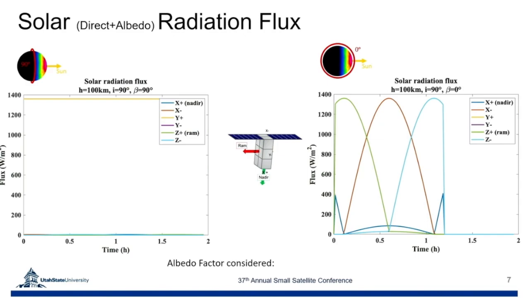So we can see that when we are at the 90 degrees beta angle, one face on the left chart, the Y plus face, is facing the sun constantly through the orbit, and the other faces are pretty much in the shadow. The other plot is a very common one where the sun goes from the RAM face, anti-nadir, and anti-RAM face.